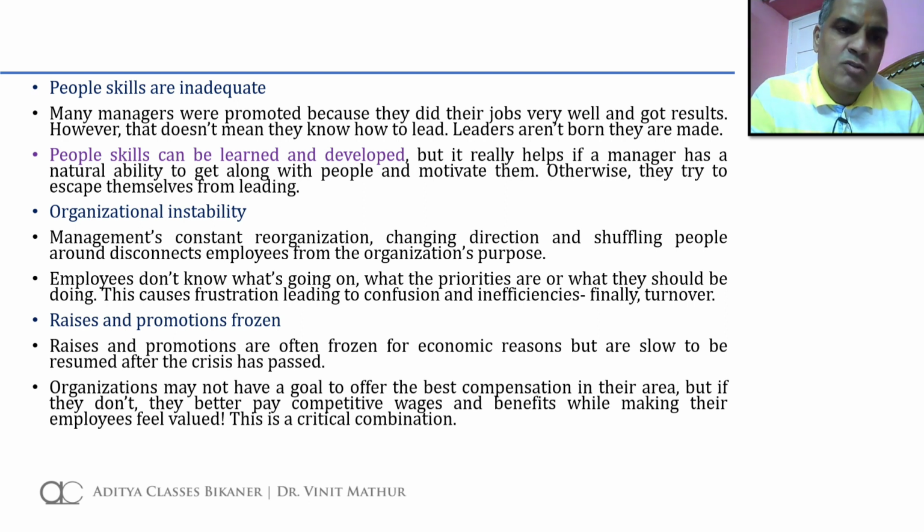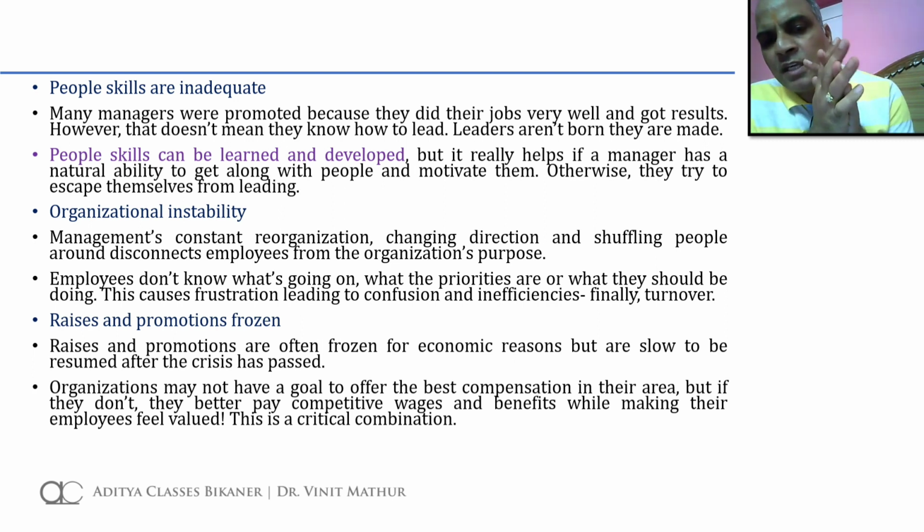Then one more thing is organizational instability. Sometimes the direction of the organization is not clear, what kind of strategies they are going to opt, and the recognition system is not proper, and so many times they experiment too much with their employees, they shuffle them. So in this case also employees feel insecure, and they like to quit such kind of organization, which is not stable.